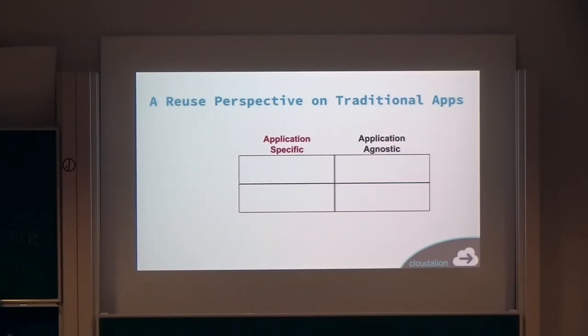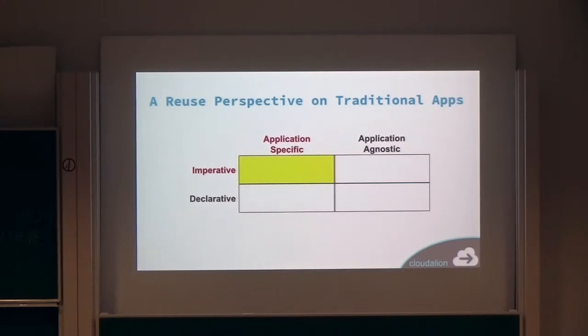This is under the assumption that application agnostic things are not related to any of my functional requirements. Only the application specific parts are. And the other dimension is imperative versus declarative artifacts. Because imperative artifacts are probably related to things like performance and scalability, my extra functional requirements, and declarative things are not.